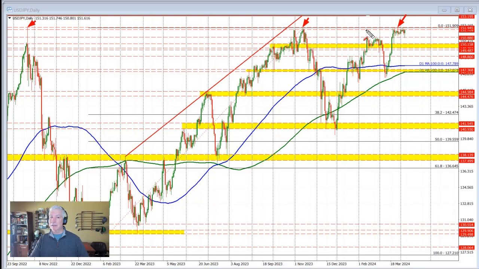But at the same time, the sellers aren't exactly taking control. So that's my look at the dollar versus yen. The next currency I'm going to take a look at is the sterling versus US dollar.